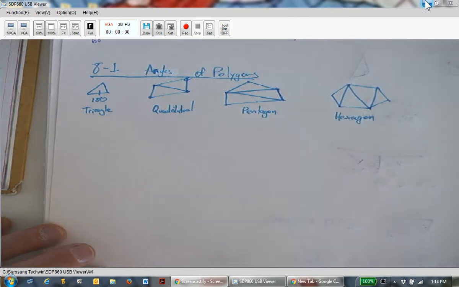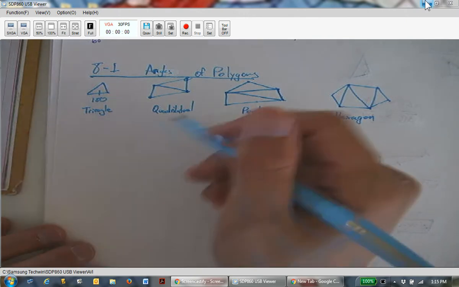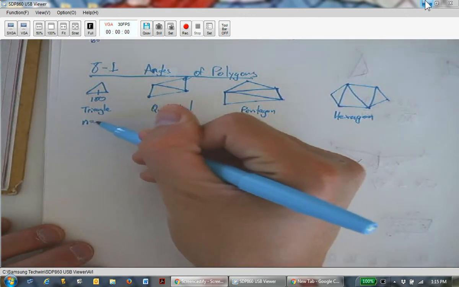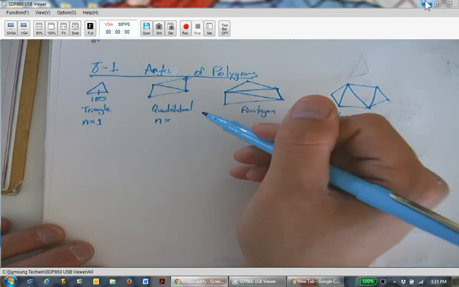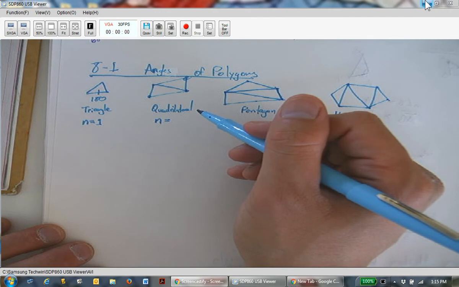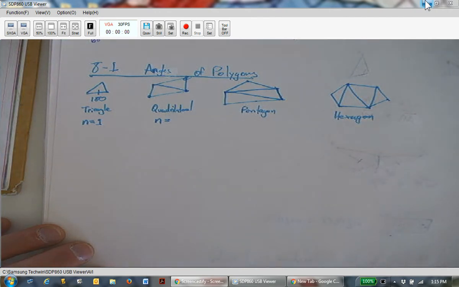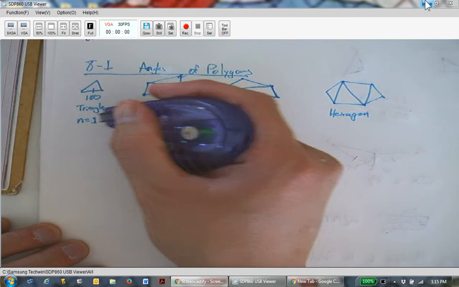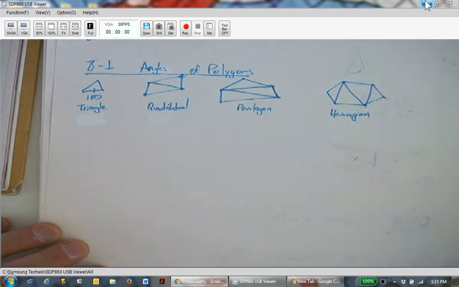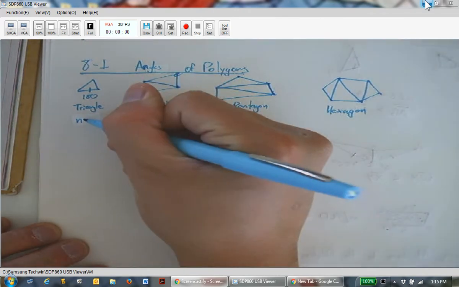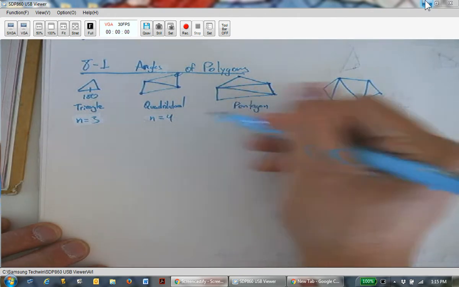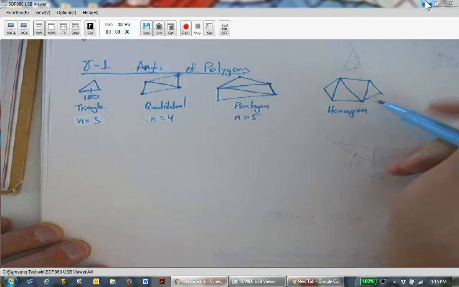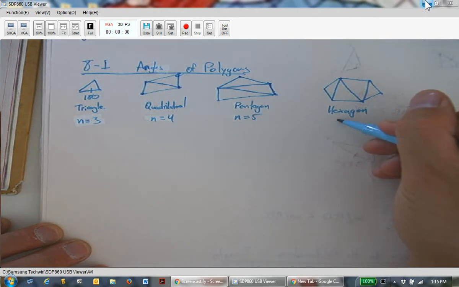Okay, so let's list now how many triangles there are. So n is the number of triangles. I'm sorry. No. Let's not do that. N represents the number of sides. So how many sides to a triangle? 3. Okay. How many sides to a quadrilateral? 4. How many sides to a pentagon? 5. And how many sides to a hexagon? 6.